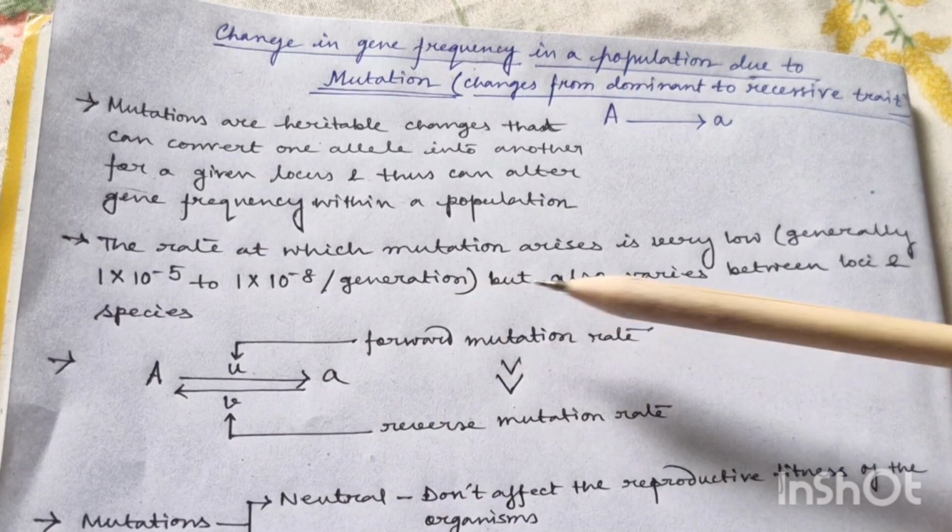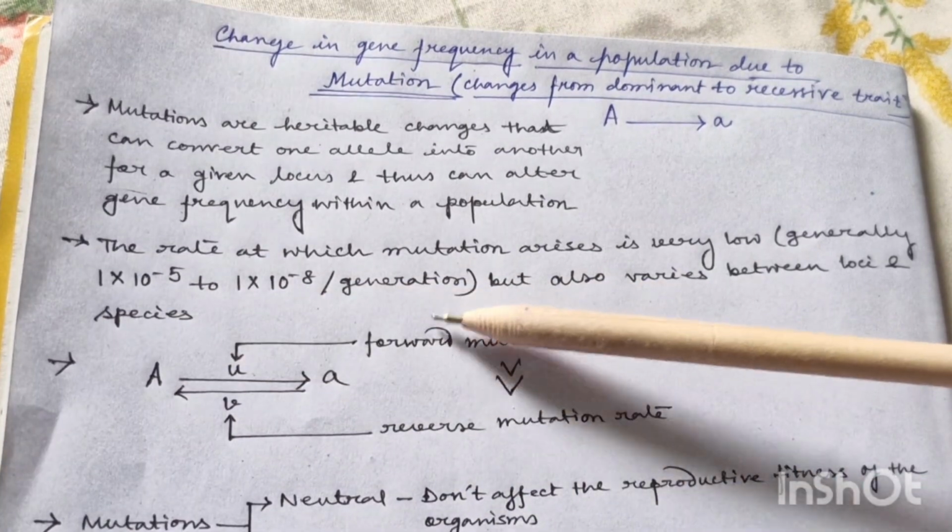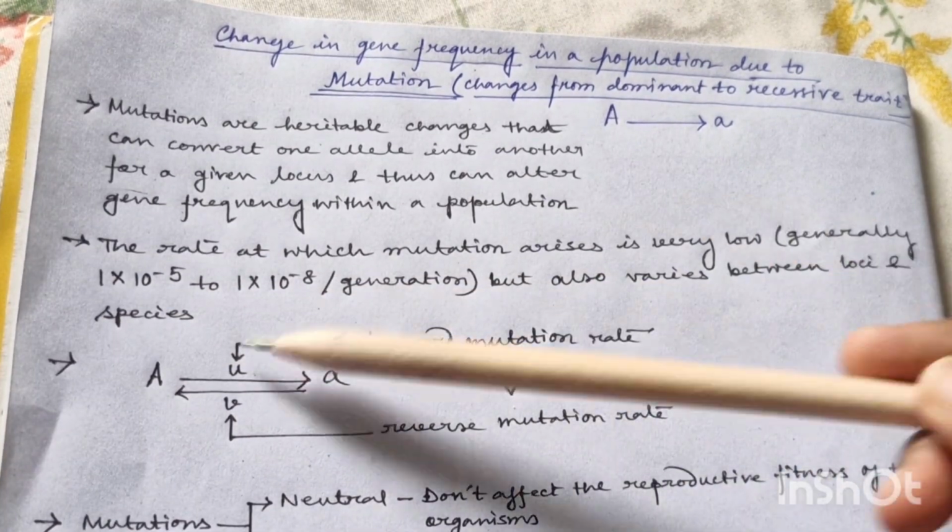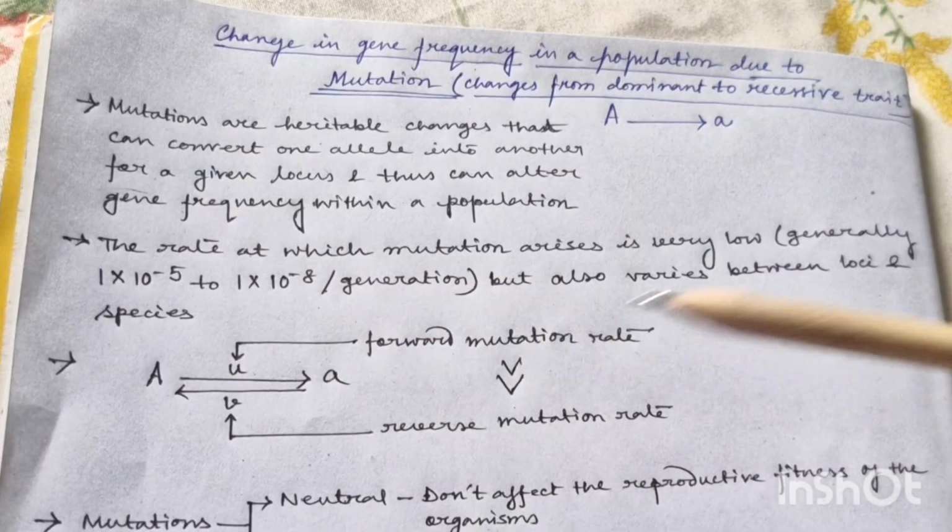You must also remember that this rate is not constant for every locus or for every species. This can vary between loci and species.